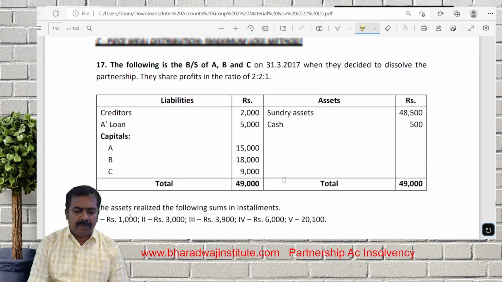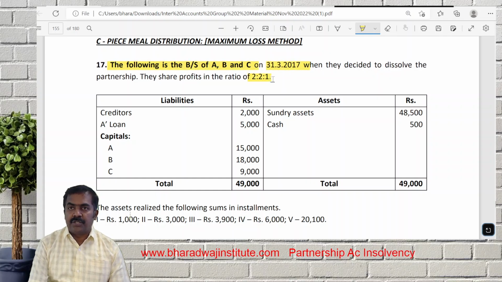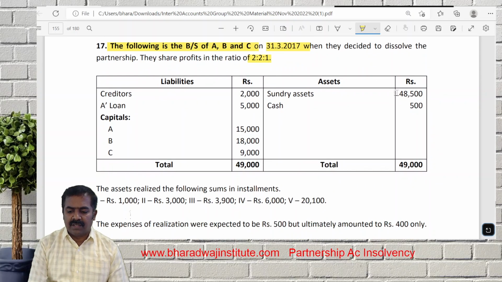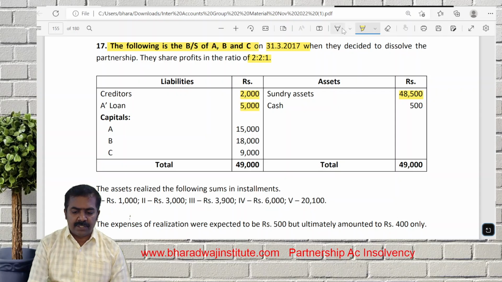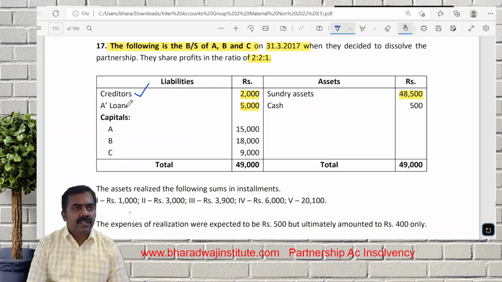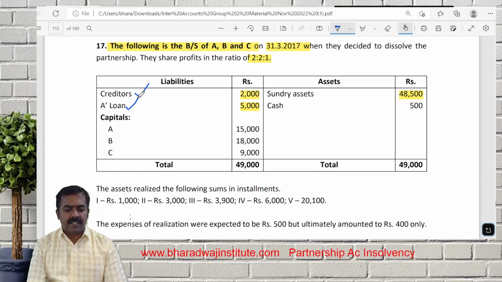Look at this. The following is the balance sheet of ABC on 31/3/2017. What is the profit sharing ratio? 2:2:1. Sundry assets 48,500 are given. Creditors are there, then A's loan. Only two liabilities. What is the order of payment? First you will pay whom? Creditors. Then A's loan is paid, and then we can come to the partners.